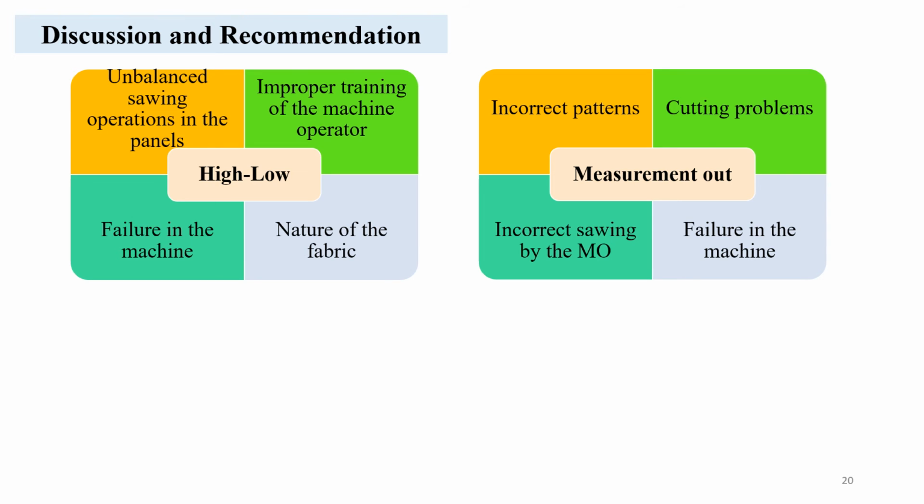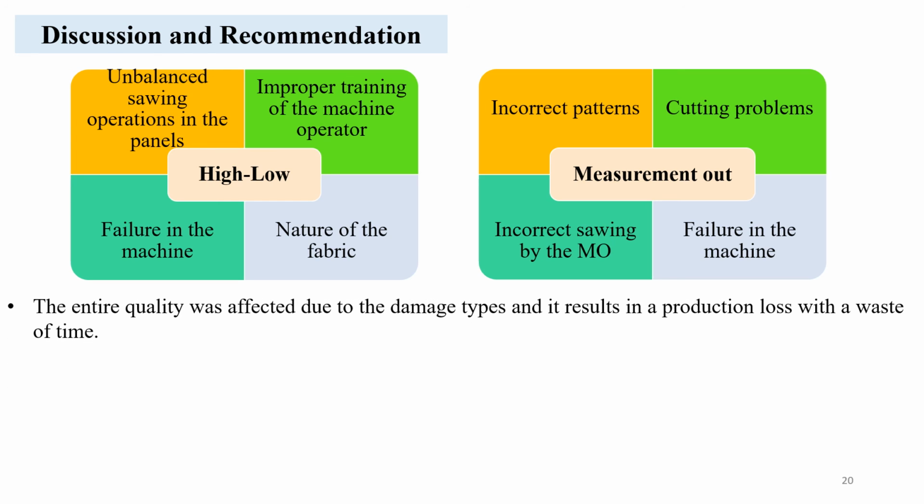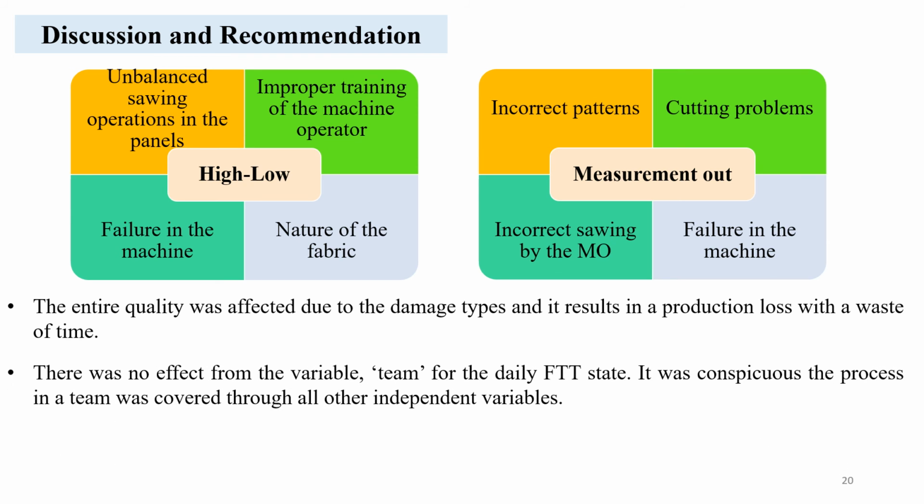Discussion and recommendation. There were two major defects that were found by the cross-tabulations, and they are high-low and measurement out damage types. There are different reasons for the occurrence of these damages. Some of them are unbalanced sign, failure in the machines, nature of the fabric, incorrect patterns, and cutting problems. The entire quality is affected due to these damage types, and it is very important to get remedies to avoid them in the future.